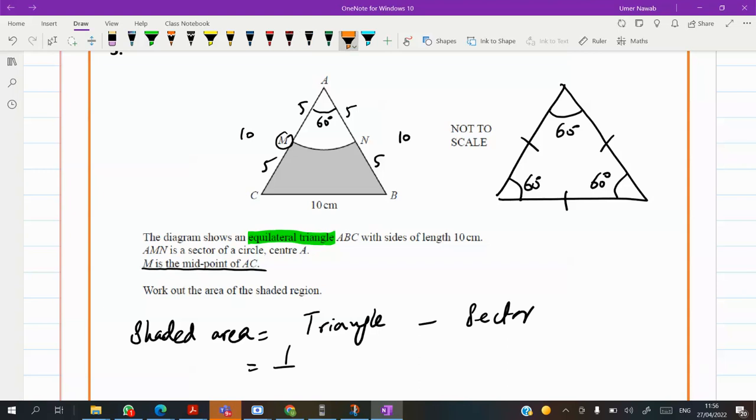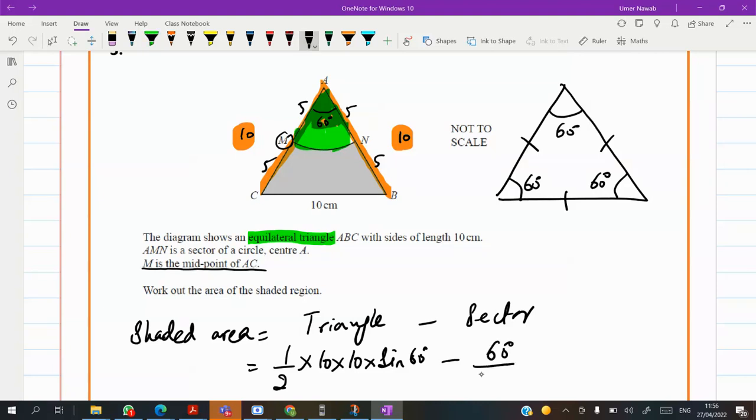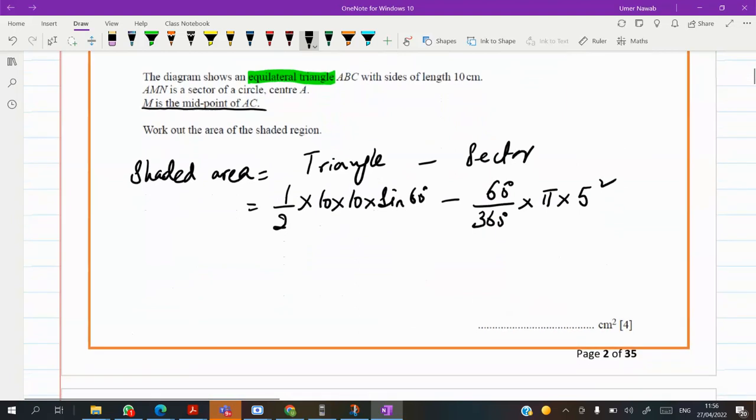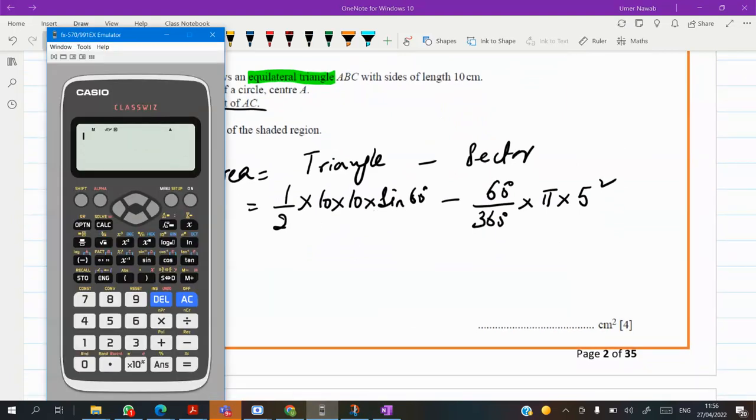What is the triangle area? Half times, I'm going to use these two arms, the two sides which are 10 and 10. And what is the angle inside it? 60 degrees. So half times 10 times 10 times sine of 60, minus the sector. The formula for the sector is the central angle 60 divided by 360 times pi times the radius squared. Now the radius is not 10, it's 5. Write this expression in a calculator.